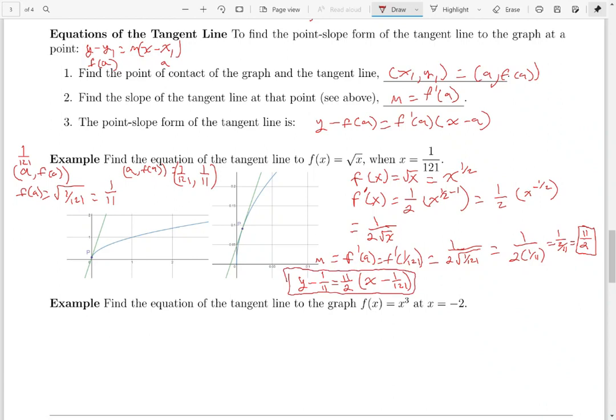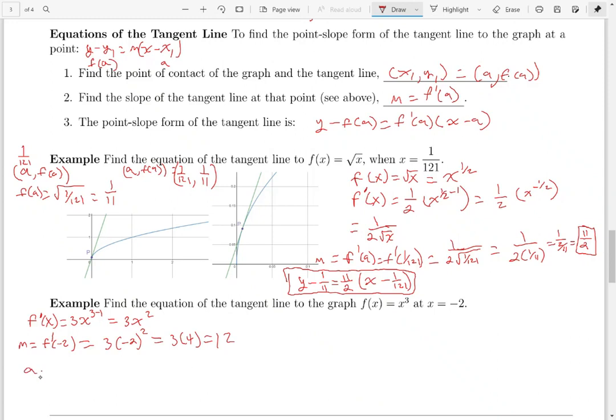Let's do it again. Let's find the equation of the tangent line to the graph f of x is equal to x cubed at the point x equals negative 2. So why don't we just find the derivative first? F prime of x, general power rule, that's going to be bring the 3 out front, times x raised to the 3 minus 1. So that's really 3 times x squared. Well then my slope, which is going to be equal to f prime of negative 2, is 3 times negative 2 quantity squared, which is 3 times 4, which is 12.